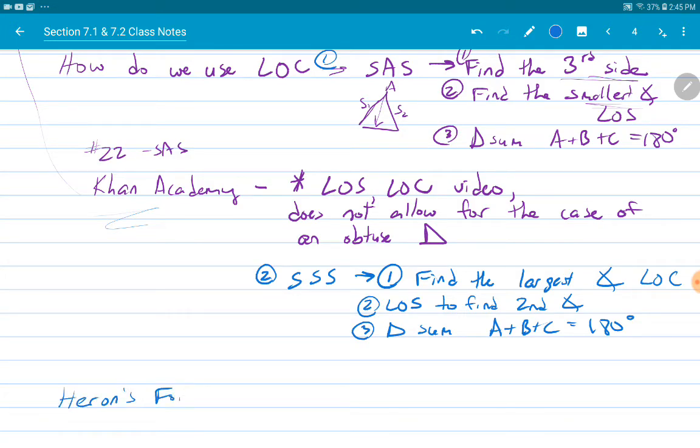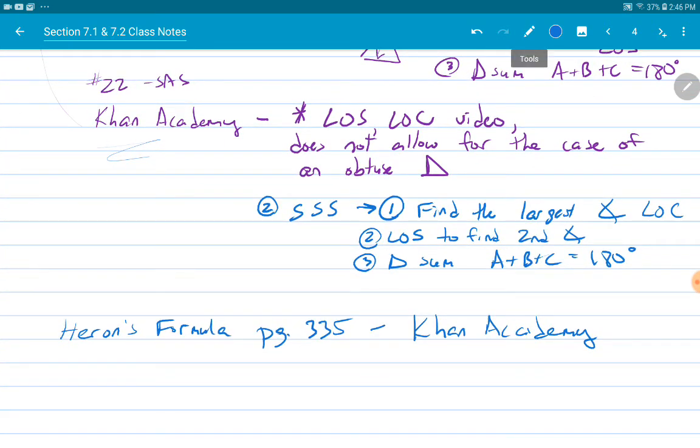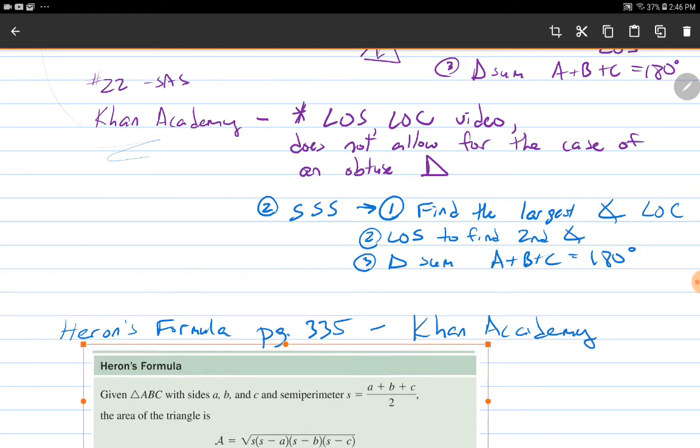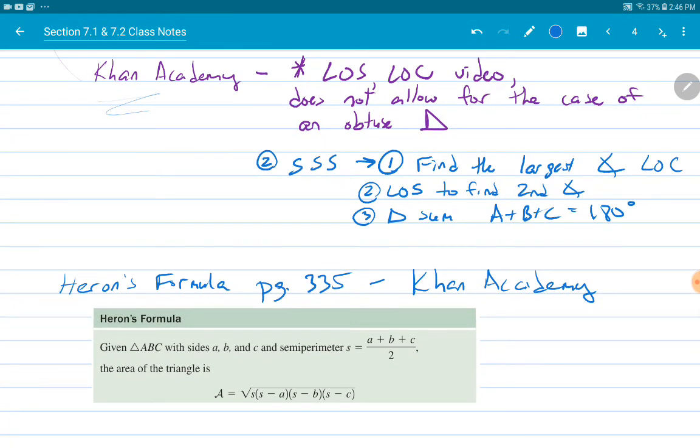Heron's formula, which comes up on page 335 of your book. It's worked out how to do on page 335. I'm also going to share a Khan Academy video on that. I think that one's really good. And I'm also going to share that formula with you here for application. So this you're going to need for one of the word problems in your homework. So that's an area.